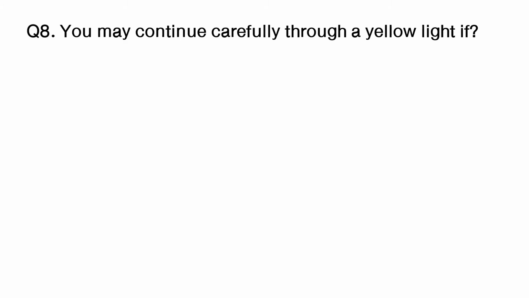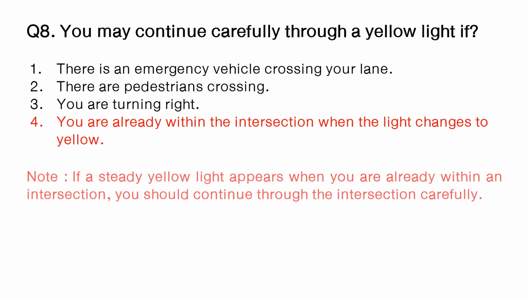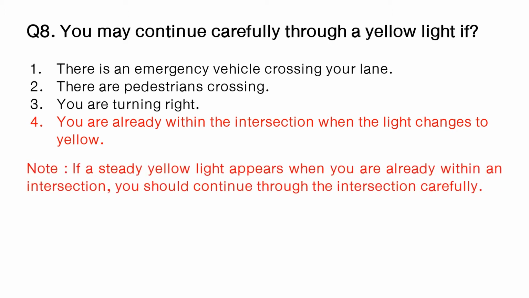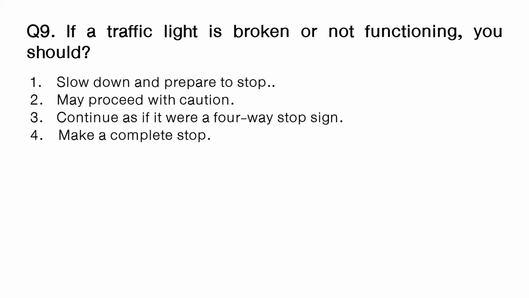The answer is option number 4. You are already within the intersection when the light changes to yellow. Note: if a steady yellow light appears when you are already within an intersection, you should continue through the intersection carefully.